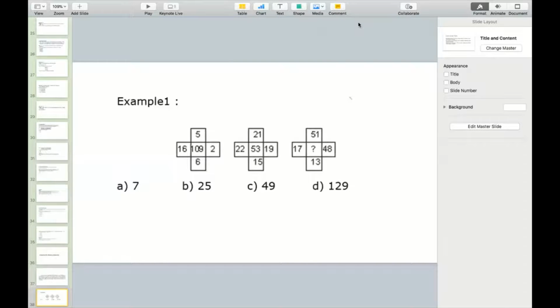Guys, whatever pattern you figure out has to be valid for the given figures, right? First of all, you will have to figure out a pattern by which 109 has been obtained from 5, 2, 16 and 6. And the same pattern has to be applicable on the second given figure. If that pattern is applicable for the second figure as well, only then you can use it on the third figure to get the answer. Okay.